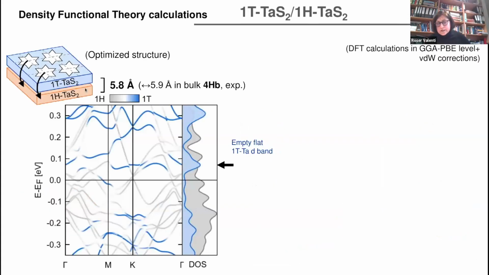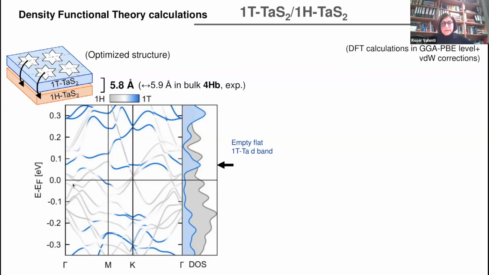If we consider the optimal distance, what I'm showing now are calculations done by Hyung-Woo. These are density functional theory calculations done with GGA, PBE, and by including van der Waals corrections. So basically, by considering the relaxed structure of putting these two layers together, the optimal distance is 5.8 Angstroms, which in fact corresponds to the distance in the bulk system.